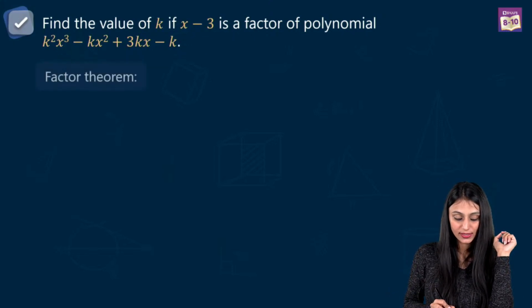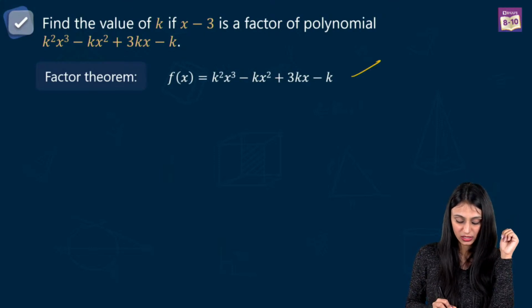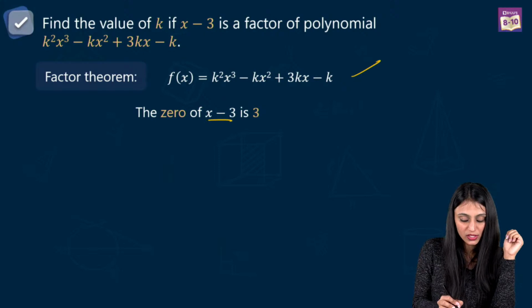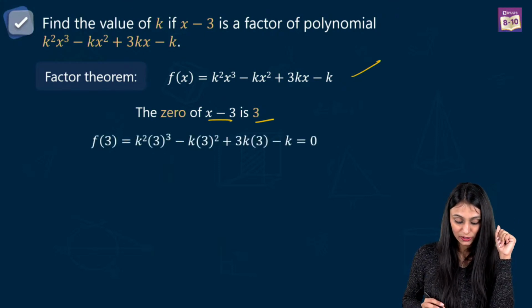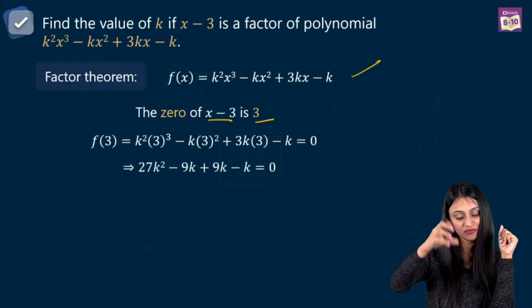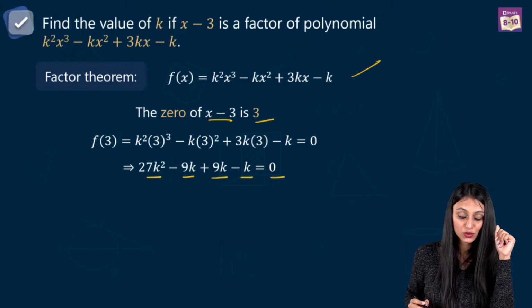So what we will do is, first of all, using the factor theorem, this is the given polynomial. Let's assume this as f(x). Now let's find out the 0 from here. So the zero of x minus 3 would be 3 over here, right? Alright, so let's put 3 wherever we have got x, okay? So we get 27k square minus 9k plus 9k minus k equals 0.